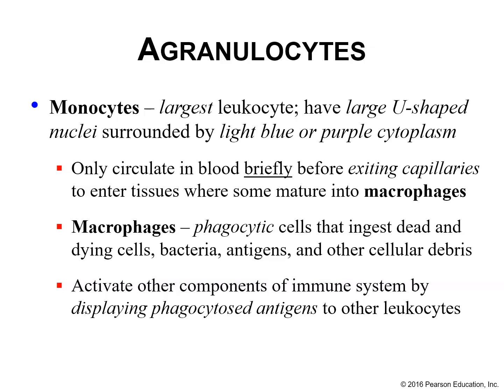Macrophages also help to activate other components of your immune system, particularly the B cells and the T cells, by displaying an antigen that has been phagocytosed by the macrophage. It then presents that antigen on the cell membrane of the macrophage to other leukocytes, like T cells and B cells. Kind of like an identity tag, telling that lymphocyte that there's something in the body that's attacking the body.